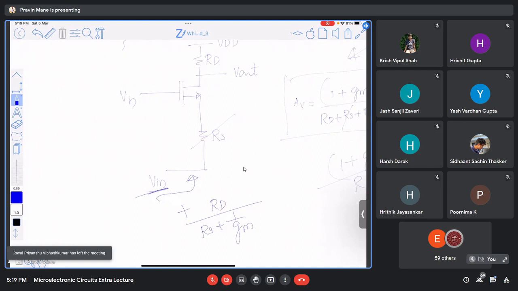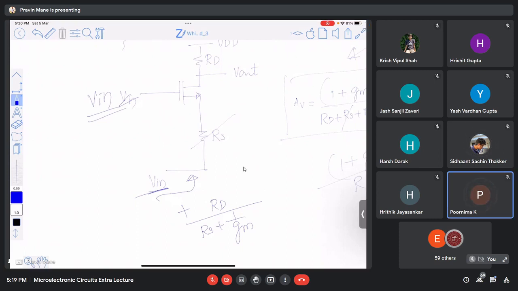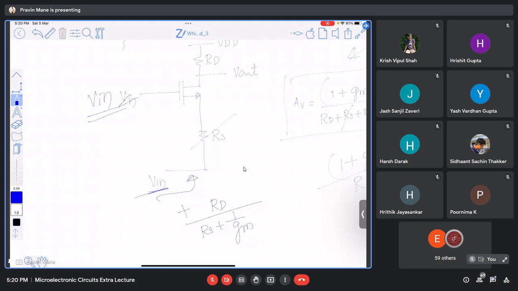What is the input impedance? 1 by GM. 1 by GM plus RS. And if RS is absent, only 1 by GM. Only 1 by GM, right? And in case of common source amplifier, what is the input impedance? Input is applied here. What is the input impedance? Infinite. So that is a major difference we have between common source amplifier and common gate amplifier. Even though their gains are relatively similar, their input impedances are totally different.